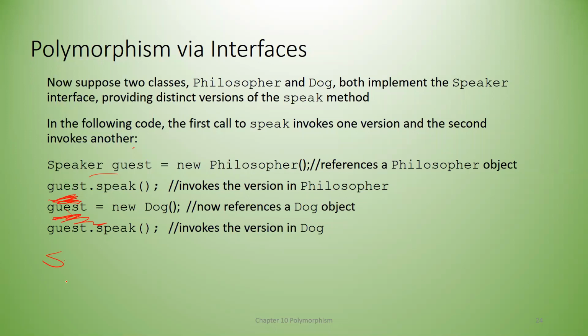Okay, can you simply say speaker dog equals new dog? Definitely, right? But now you have two reference variables, one is guest, one is dog. But here it's just reusing this reference variable. Suppose you are done with philosopher, right? So you just reuse this reference variable to point to a dog, which you can because of polymorphism. Okay, yeah, that answered it. Any other questions, everybody?